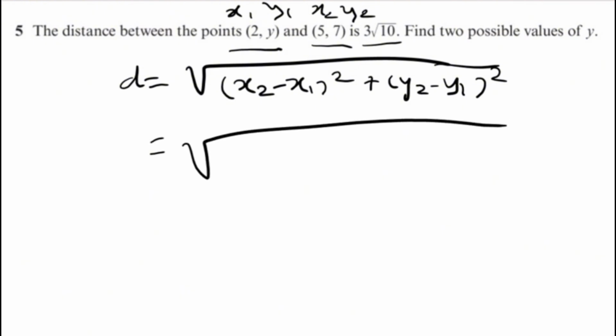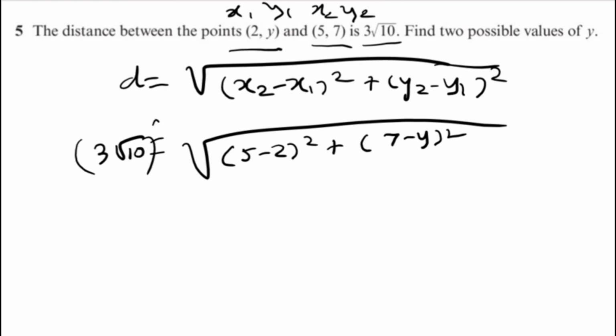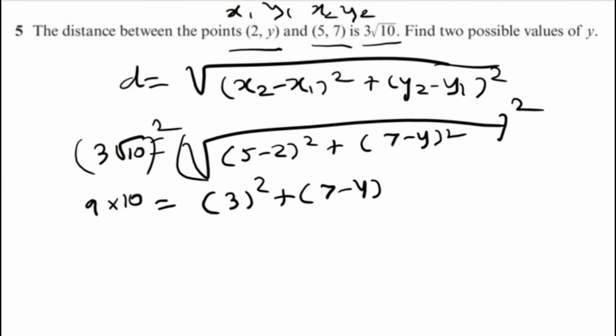Okay, so x2 minus x1 squared: 5 minus 2 squared plus 7 minus y squared. And here for the distance I can substitute 3 root 10. Now in the next step, I am squaring both sides. That will remove the square root. So 3 squared is 9 and root 10 squared is 10, so I can write 9 times 10. Here the square root is gone. 5 minus 2, which is 3, squared, plus 7 minus y squared.